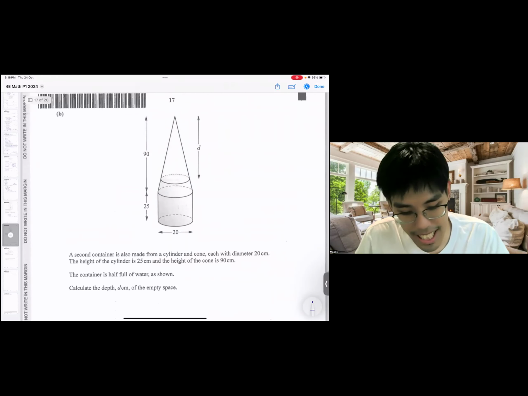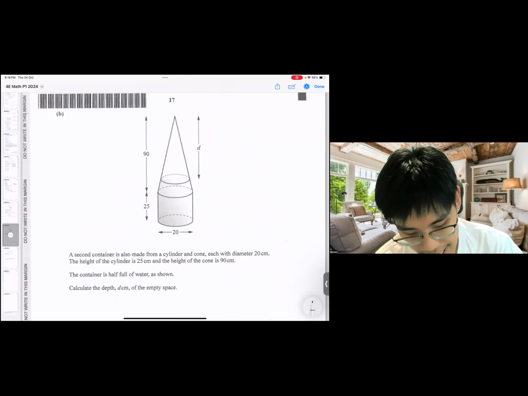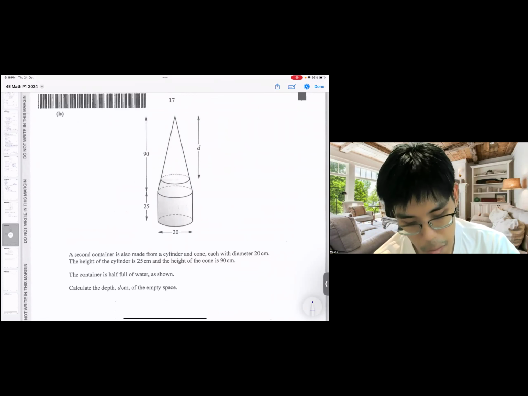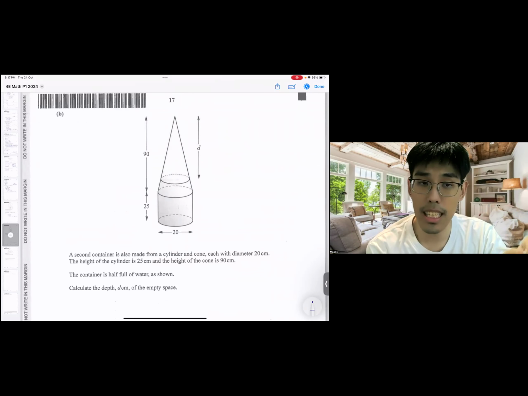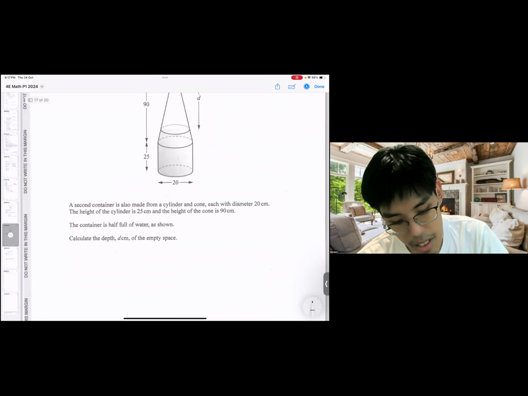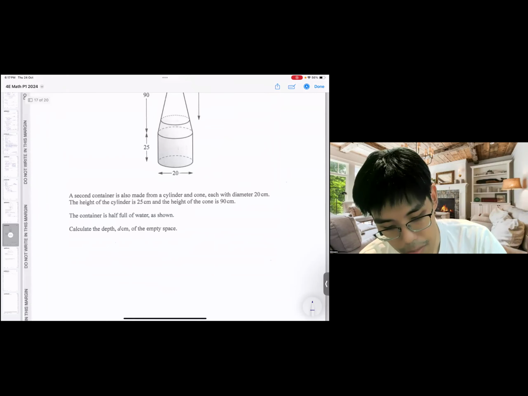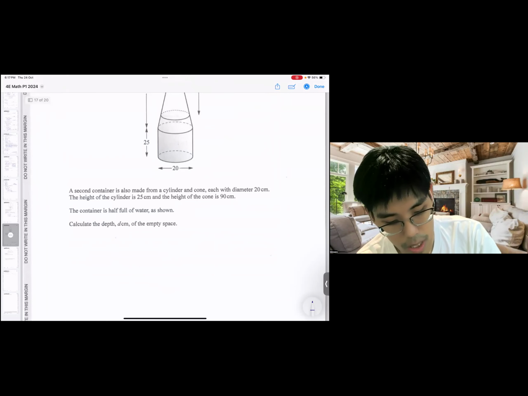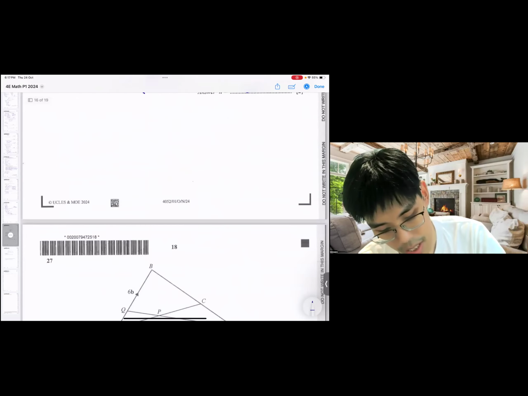Oh, second cylinder, made from a cylinder and a cone. This is half full. Find the depth of the empty space. So this is where we need to find the full total volume, divide by 2, minus the cylinder, and then you find the rest. Calculate the depth. This one is 4 marks. So let's find the total volume first. That's the question.